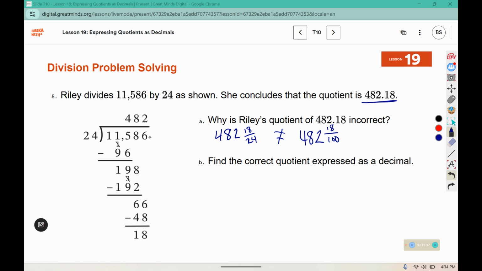So we're going to continue after the decimal point by bringing down a 0. 24 into 180. No, 52. 72. 96. 120. 144. 168. This would be 1, 2, 3, 4, 5, 6, 7 of them.